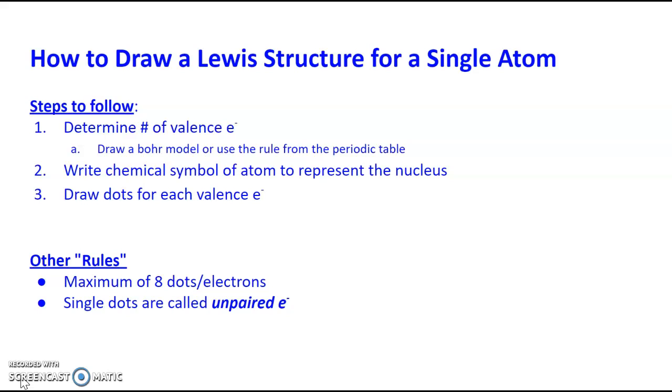Last thing is to draw the valence electrons, and you cannot have more than 8 dots on a Lewis dot diagram because you shouldn't have more than 8 electrons in your highest energy level. Sometimes there's dots by themselves, and we call those unpaired electrons.